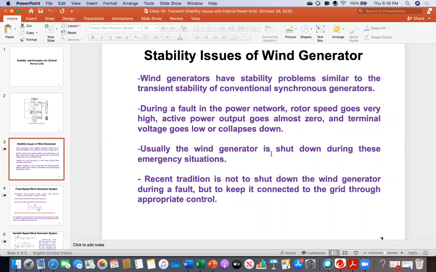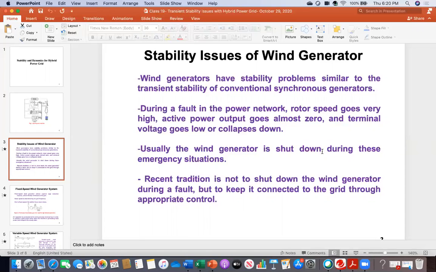But when I say that usually a wind generator is shut down, this is not a recent tradition, at least 10 years back. In most cases, when there is a tornado or hurricane, the wind turbine is forcibly shut down to protect the blades and the wind turbine system. But in this case, the shutdown is not because of a storm or for the protection of the blade. It is disconnected to prevent the situation because terminal voltage is going low or collapsing. That will impact the rest of the grid. Other systems will be affected.